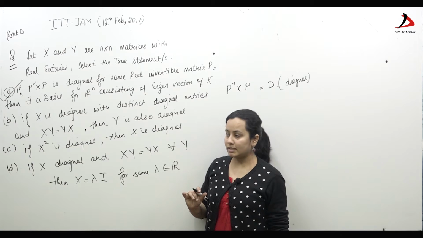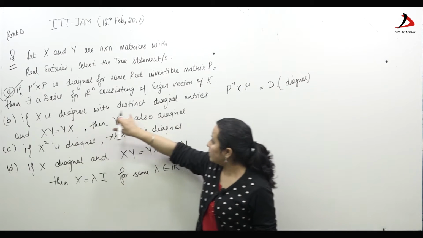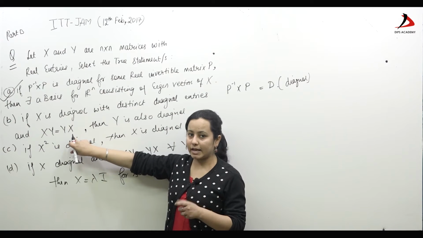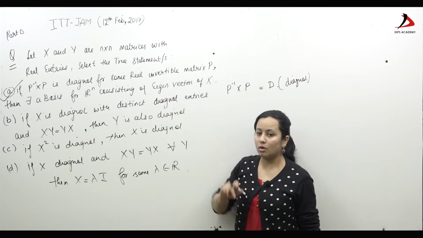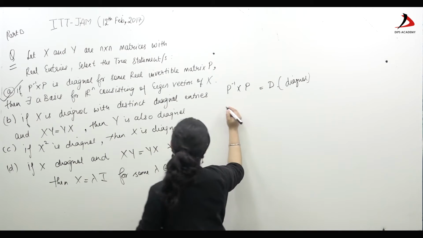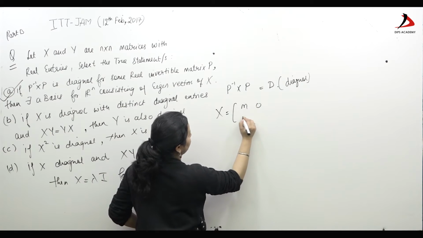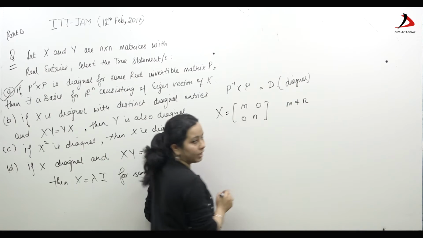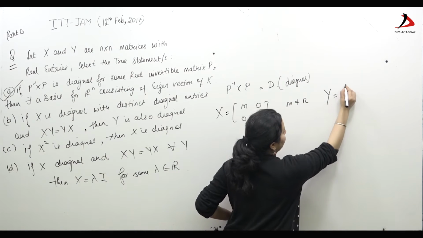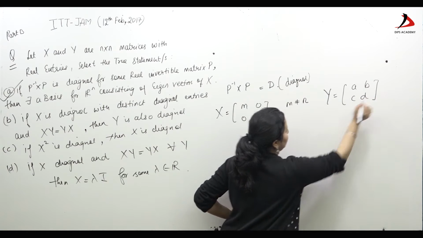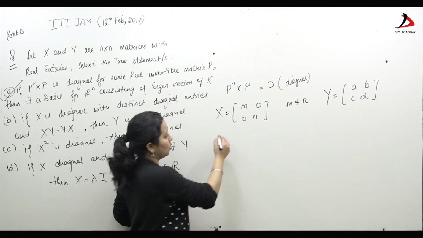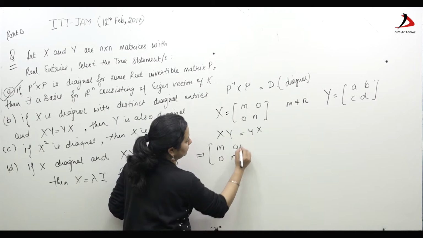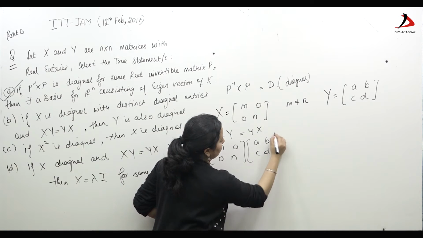Now the second option states that if X is diagonal with distinct diagonal entries and XY equal to YX, meaning the matrices X and Y commute, then Y is also diagonal. Let us suppose X to be the diagonal matrix with entries m, 0, 0, n, and m not equal to n. Let Y be any arbitrary matrix a, b, c, d, and it is given that XY equal to YX.